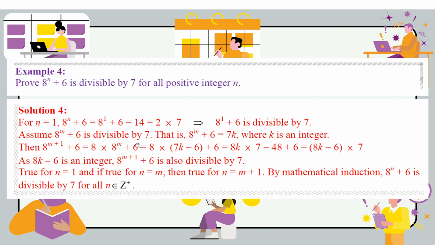Then 8 to the power k plus 1, I look at here, 7k minus 6, substitute inside. It's still a little bit far away, so just combine them, and you can see this thing. Then look at the last two terms, minus 48 plus 6, what's this? Minus 42, divisible by 7. So the whole thing is divisible by 7 because it's 7 multiplied by an integer, because 8k minus 6 is an integer. Of course, k is an integer, right? 8k minus 6 is also an integer, so it's also divisible. By mathematical induction, you prove it is true for all n belonging to the set of positive integers.